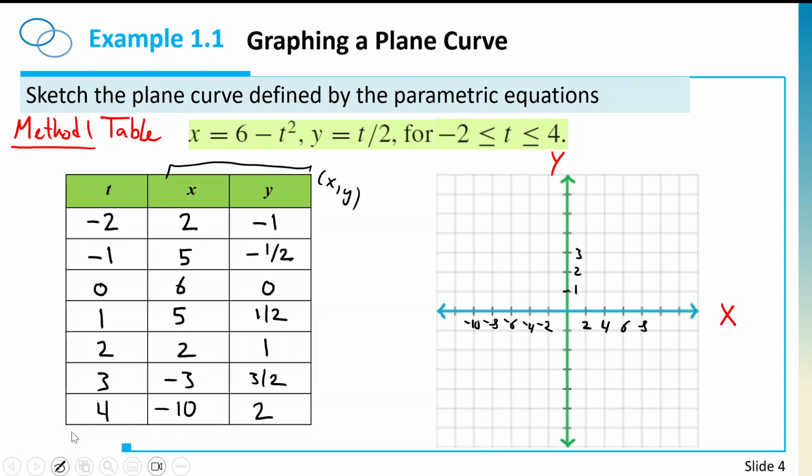Okay, now let's plot these points. The first point, we have 2, -1. So notice this is a restricted domain, so it has a starting point and an end point. 2, -1, let's say this is our starting point.